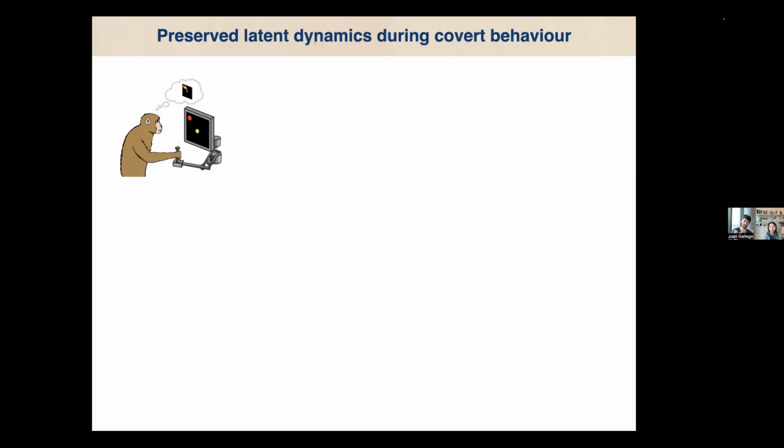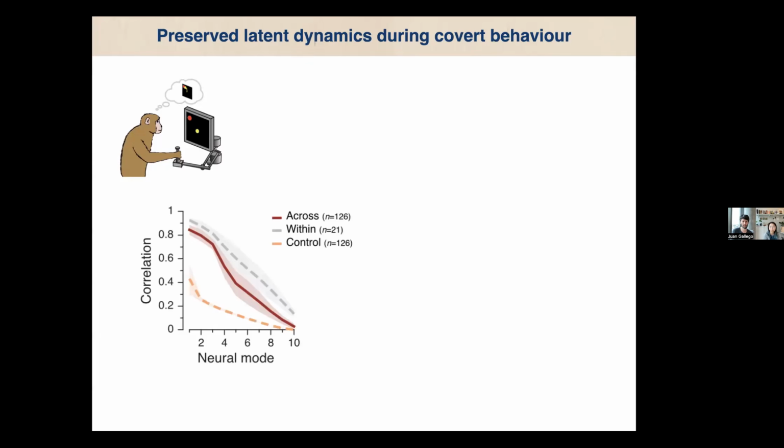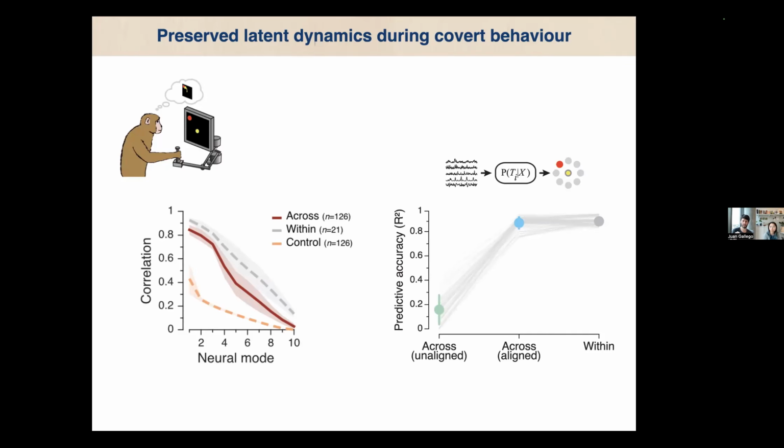Okay. And while we did the same alignment analysis, you can see that again, we can align these latent dynamics across monkeys very well. And we could also train a Bayesian classifier to predict what movement the monkey was going to execute later on in the future. And these classifiers worked across monkeys as well as they did within monkeys.